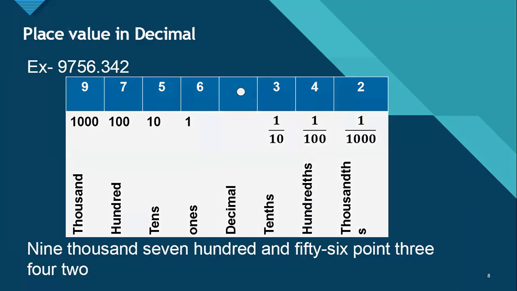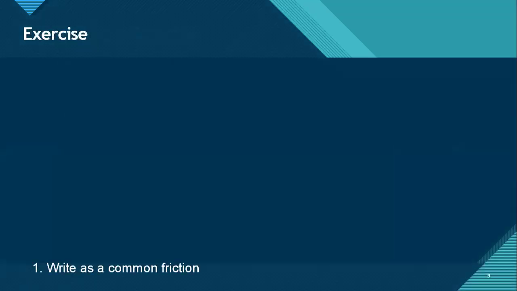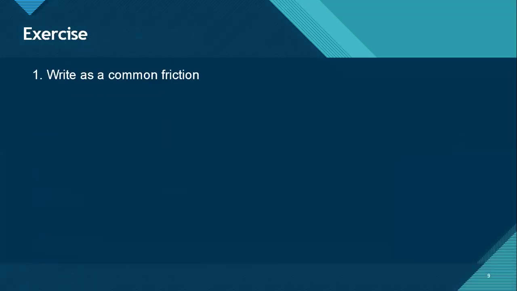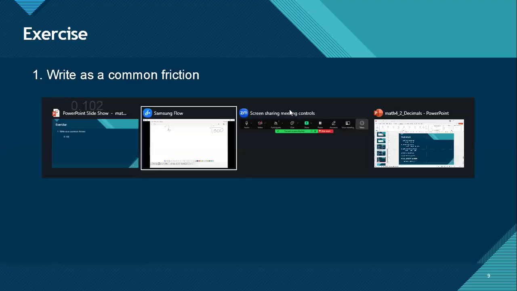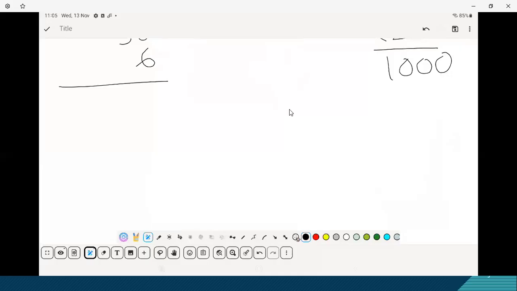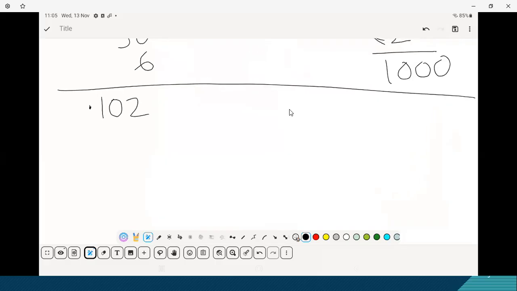Okay, so let's do some exercises. Suppose we have a first problem. This is to write as common fractions. Let's say we have 0.102. So how will we write it as a common fraction? We have to write it in fractional form.